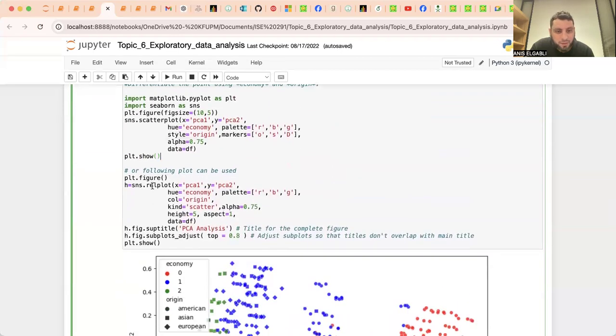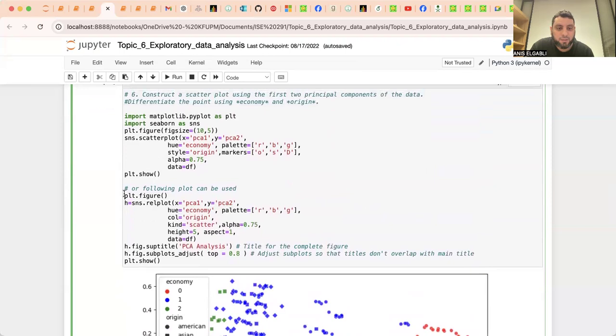Then here, we're plotting BCA1 versus BCA2. Let me explain something here. We are actually using a figure level plot, a relplot. We use the hue to differentiate the economy, and we are defining a new thing here called the column. That means we are generating more than one subplot. The column is defined by the origin. There are three origins, then there will be three columns, three subplots. One row, three columns, because row is not defined here.